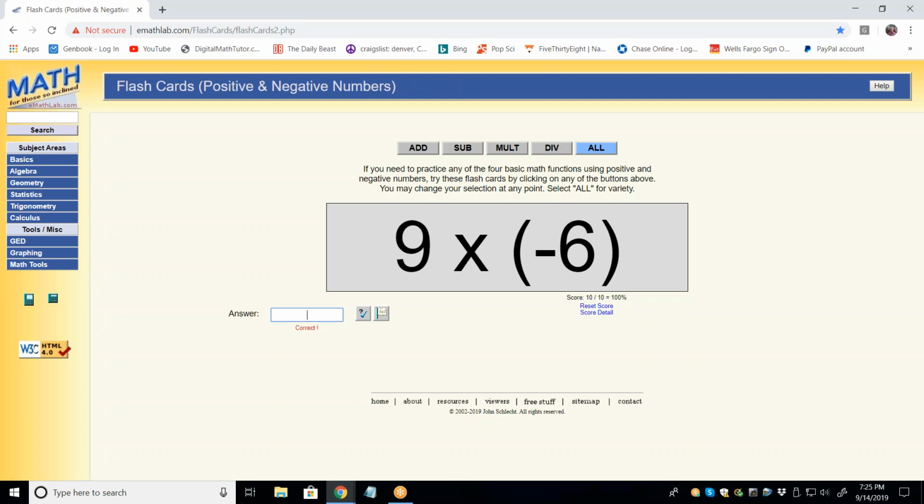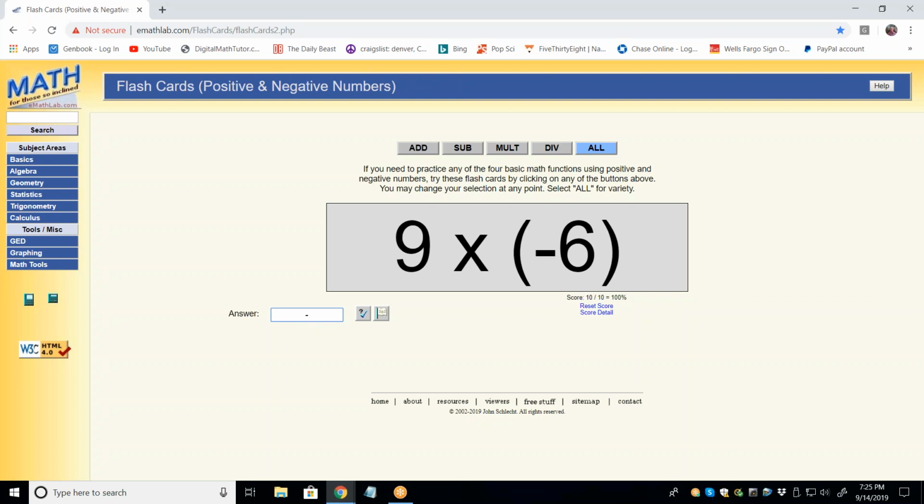When you're doing multiplication and you have a positive times a negative, it's always negative. In other words, if you have opposite signs and you're either multiplying or dividing, then the answer is always negative. And here we have opposite signs. The 9 is a positive, the 6 is a negative. We're multiplying, so the answer is negative.